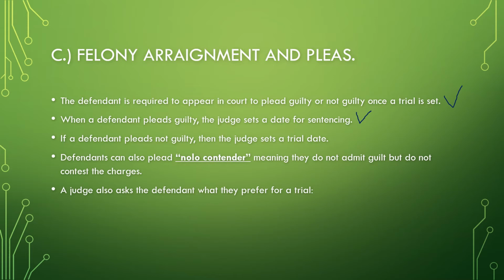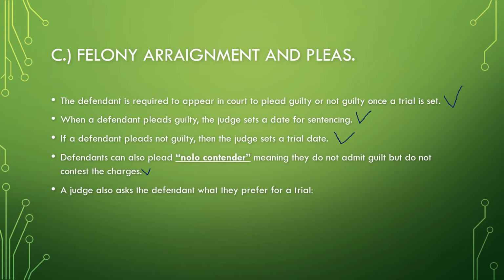If a defendant pleads not guilty to the charges, then the judge sets a trial date, saying, hey, we're going to have this trial six months from now, whatever this date, be back here at that time. Defendants can also plead nolo contendere, which means they do not admit guilt, but they do not contest the charge. It's a little tricky. So the person is basically saying, I'm not saying I did it, but I'm also saying that there's enough proof there to say I did it.